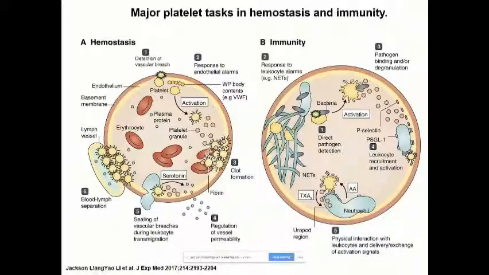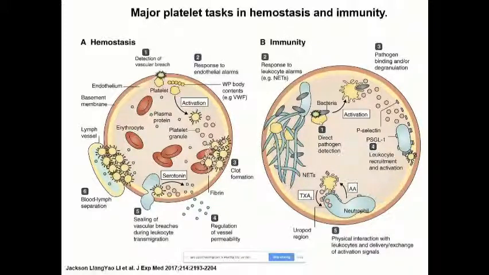They regulate vessel permeability, so this leaking of blood, this petechiae that I just showed, doesn't happen if we have enough platelets. They seal vascular breaches while the leukocytes transmigrate. They play a role in this. And they also establish our lymph during development. So they have tons of stuff to regulate. But they also play a role in immunity.